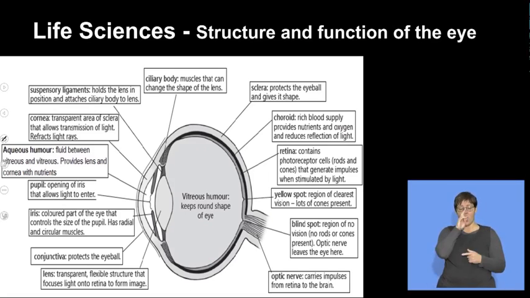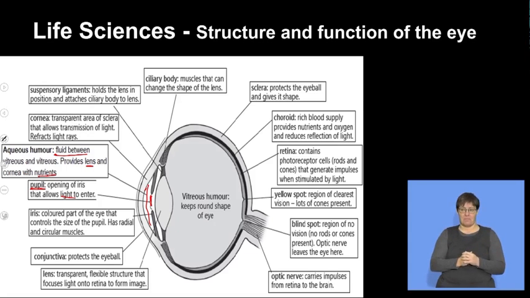Now we're looking at the structure and functions of the eye. We start with this opening here that is referred to as the pupil. That is the pupil of the iris that allows the light to pass through. Then we move to this part, which is called the aqueous humor, a fluid between the cornea and the lens, and it provides the lens and the cornea with nutrients.